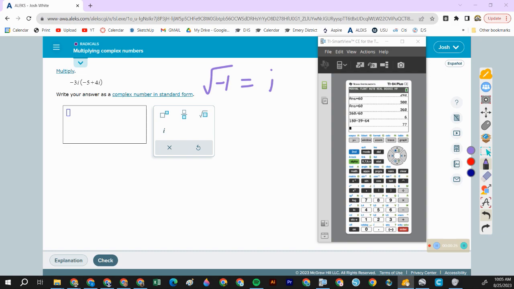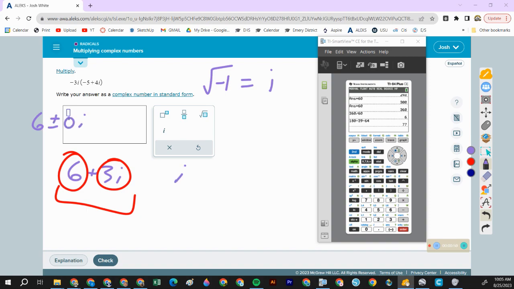So if I had a real number, 6, and I added an imaginary number, 3i, that is as simple as it gets. So this is the real portion, this is the imaginary portion. Together we call them a complex number. Now, technically, 6 is a complex number. It's like 6 plus 0i. And i is a complex number because it's like 0 plus i. So we sort of use imaginary and complex numbers interchangeably, but technically they're all complex numbers.